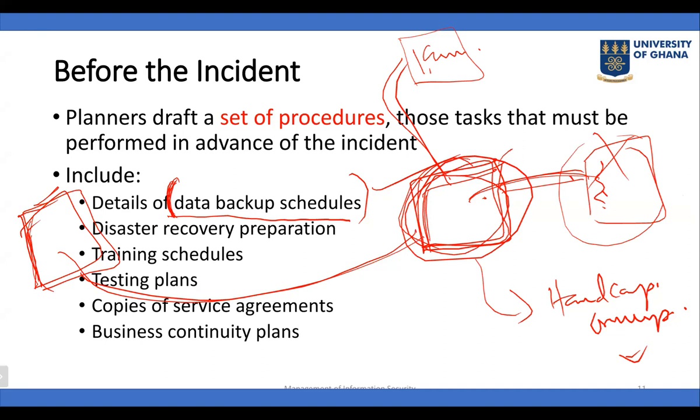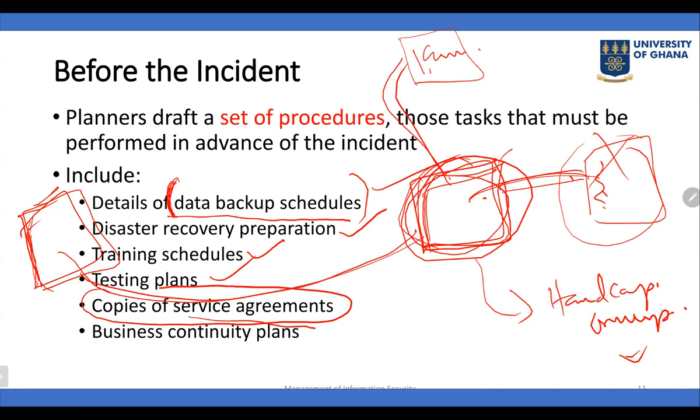Okay, and of course, before that, you need to also have a disaster recovery preparation. Then training schedules. The disaster team, you need to train them. All the employees within the organization, you need to have them trained. The tellers, those at the operational level, you need to train them on the things that, when they suspect, they should trigger, so that the incident response team can now attend to it. And of course, you need to test whether your plan is working well, and then you have copies of service agreements, which is also very important.